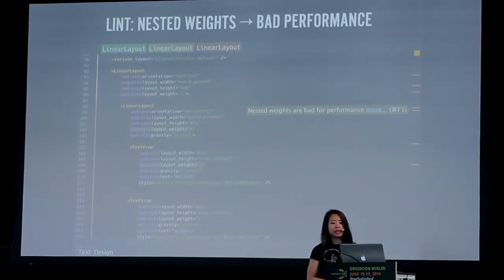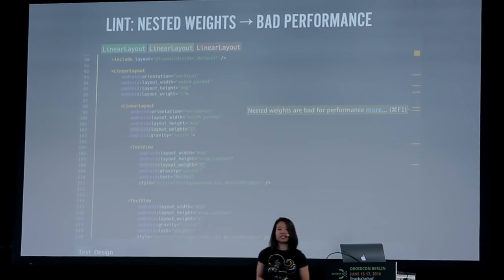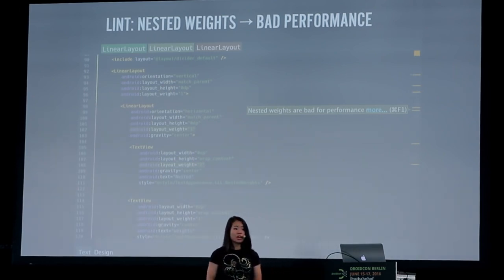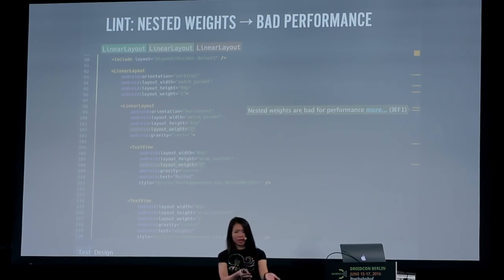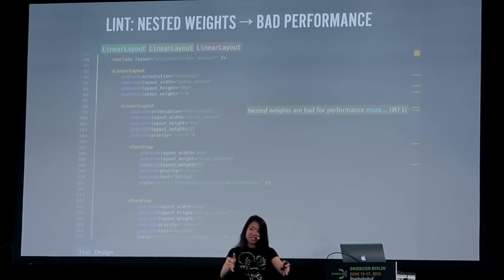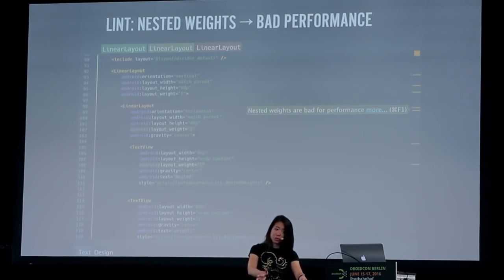And another thing lint will yell at you for is nested weights. So linear layout is actually one of my favorite layouts, and weights are an extremely awesome and flexible tool within linear layouts. The problem comes when you start to nest them. Now, again, the way weights work, of course, is that you specify a weight for a particular child of that linear layout, and that linear layout will basically measure every other child in every other of its children, and then whatever is left, it will assign to that child with a weight.